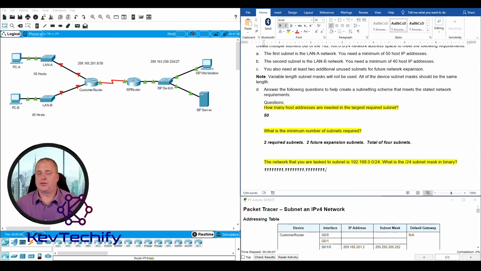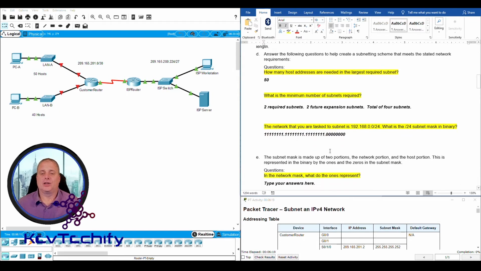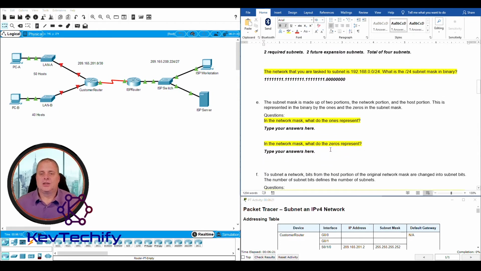And then we have to fill in the remainder, the host portion, with zeros, which are 8 zeros. 1, 2, 3, 4, 5, 6, 7, and 8. That is what our /24 subnet mask in binary looks like. The subnet mask is made up of 2 portions, the network portion and the host portion.